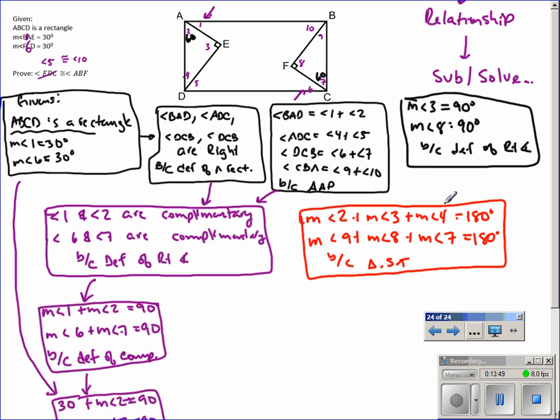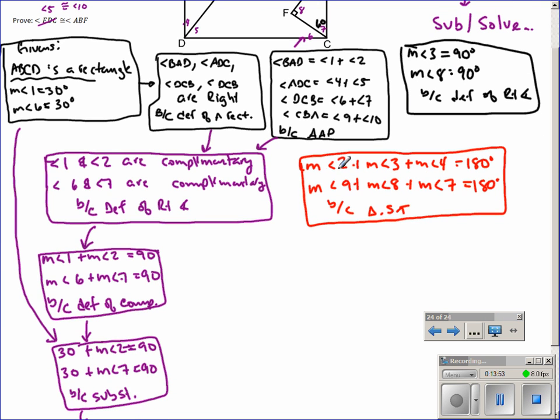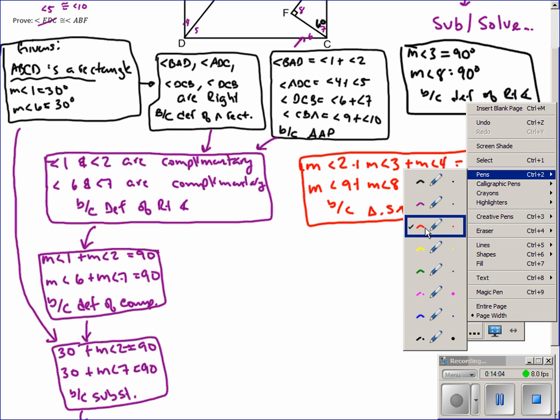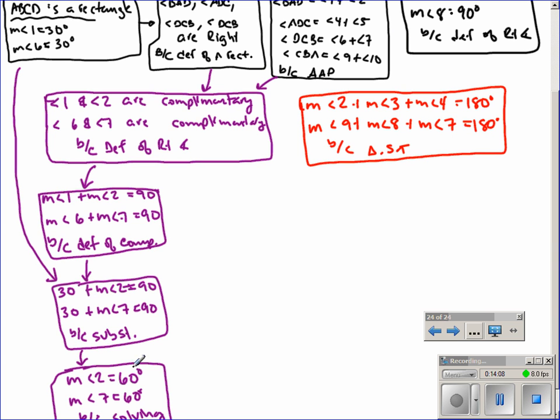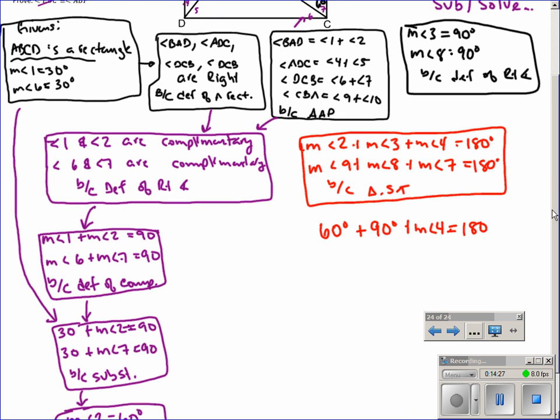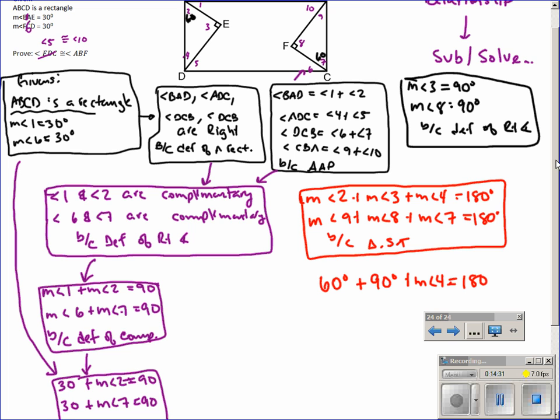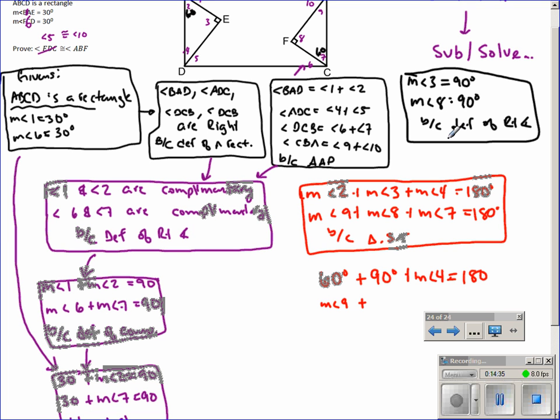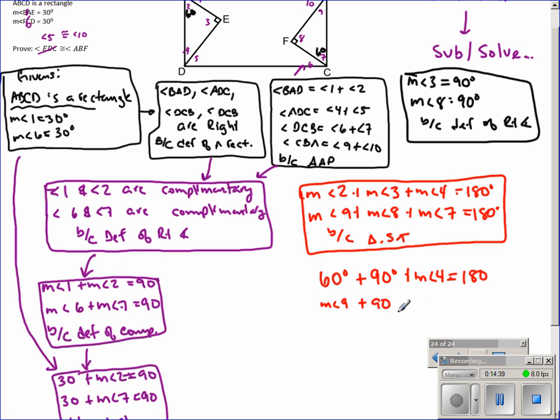So using this step, let's replace what we know we can replace. Instead of the measurement of angle 2, let's use a value we actually found, which is 60 degrees. Instead of the measurement of angle 3, let's use 90 degrees. And the measurement of angle 4 is what we're literally trying to find right now, so we're not going to replace it. Let's do the same modification to the second equation. The measurement of angle 9 is what we're trying to find. The measurement of angle 8 is up here, it's 90 degrees. And the measurement of angle 7 was found in this step, and it's going to be 60 degrees as well.